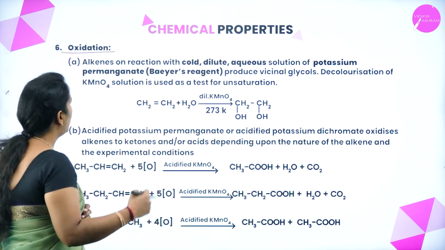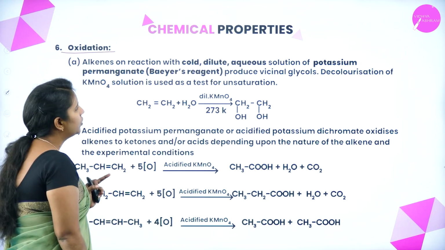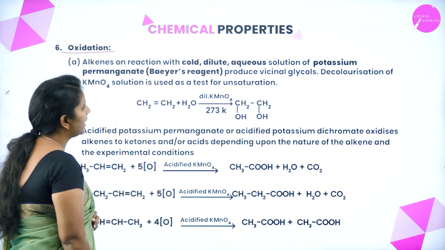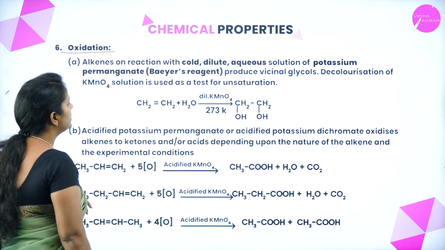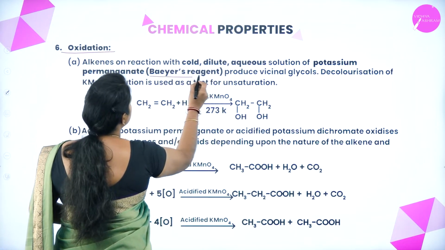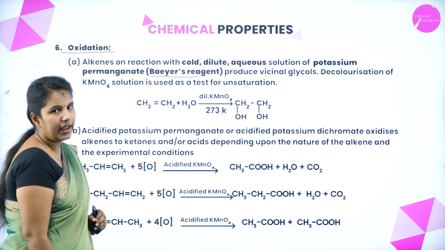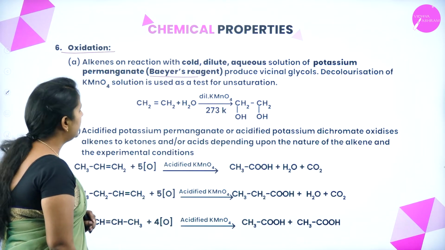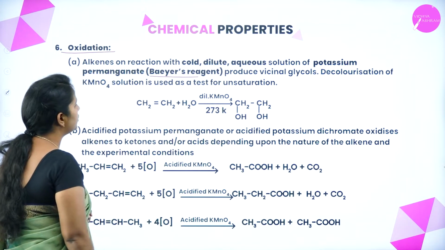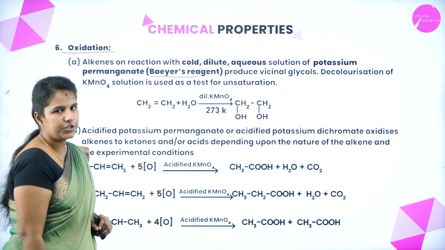Next thing is oxidation. Alkene on reaction with cold, dilute and aqueous solution of potassium permanganate, which is also known as Baeyer's reagent, produces vicinal glycol. Vicinal means adjacent sides. The decolorization of KMnO4 solution is used as the test for unsaturation.